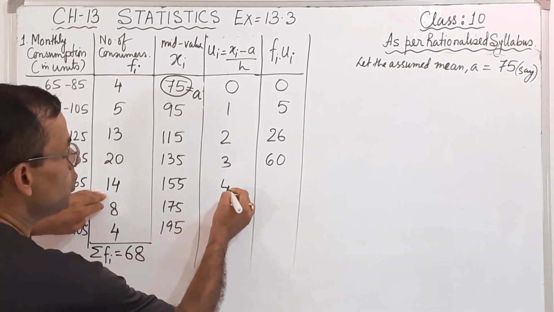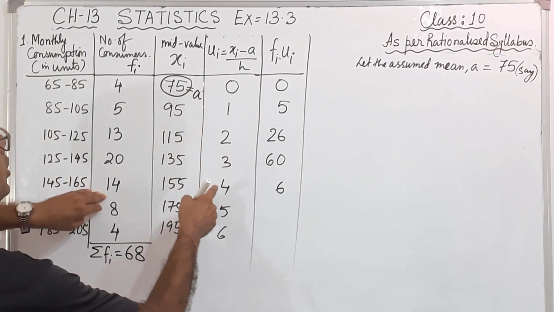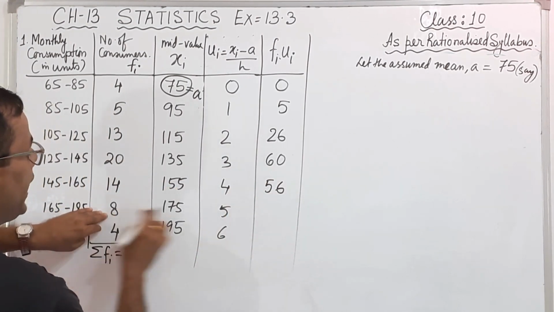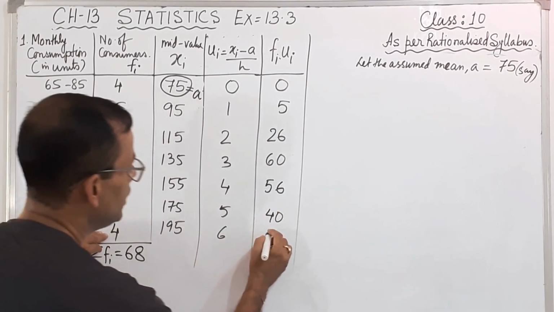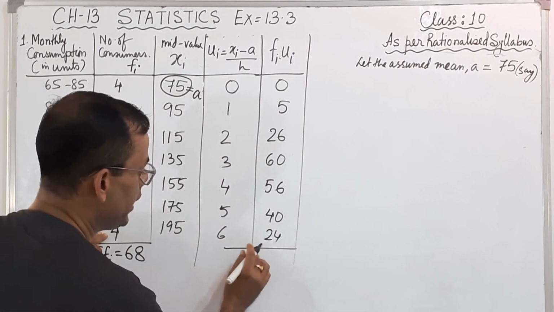Then 14 into 4. So 4 4s are 16, 1 carry, 4 1s are 4, 5. So 56. Now 8 5s are 40. Okay, and 4 6s are 24. So we got the Fi Ui. Now we will add it.